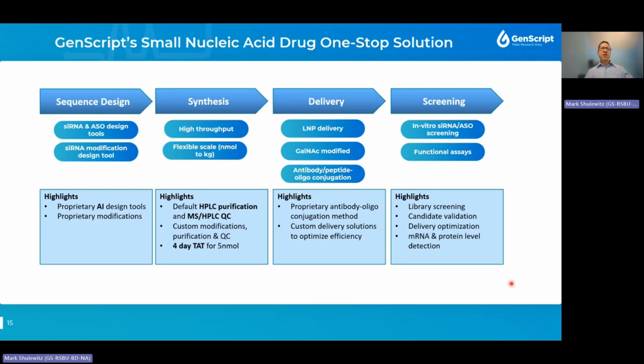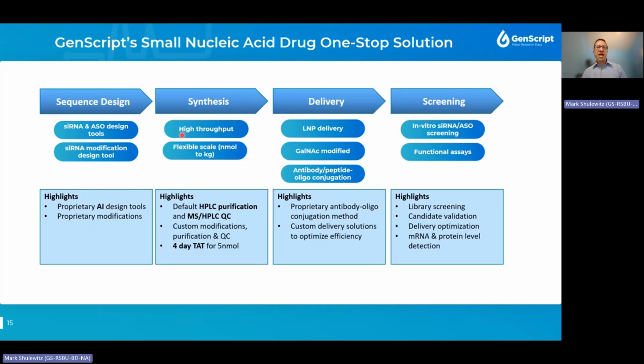So at GenScript, we offer a one-stop solution for nucleic acid drug development. So what this means is that we offer all of the services all the way from design, synthesis, delivery, and ultimately screening under one roof to make it really convenient, efficient and fast. So once a target is identified, we offer AI-powered design tools that can help customers design both siRNAs as well as antisense oligos. And we've newly released a tool to help design modifications for the preclinical development of siRNA to help improve stability. We also include some proprietary modifications. We'll be looking at that in our case studies.